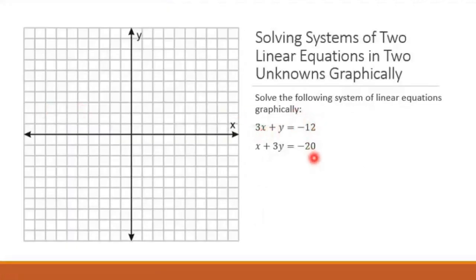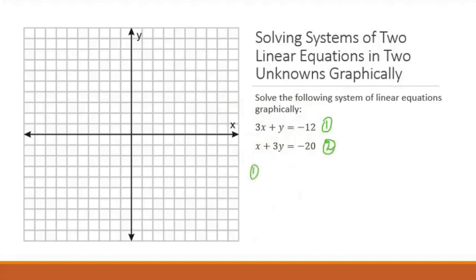Here are our first two lines, our first two equations, our first system. We have two unknowns, x and y. So our solution will be a coordinate pair. To solve these graphically, let's first graph the lines 3x plus y equals -12 and x plus 3y is -20. To do this, I'll first rewrite both equations in y equals mx plus b form, so that I have the slope and the y-intercept and can easily graph them. I'll label these as equation 1 and equation 2, so we can easily refer to them.